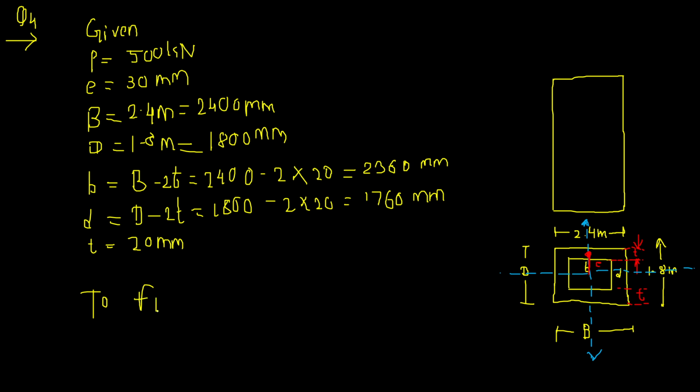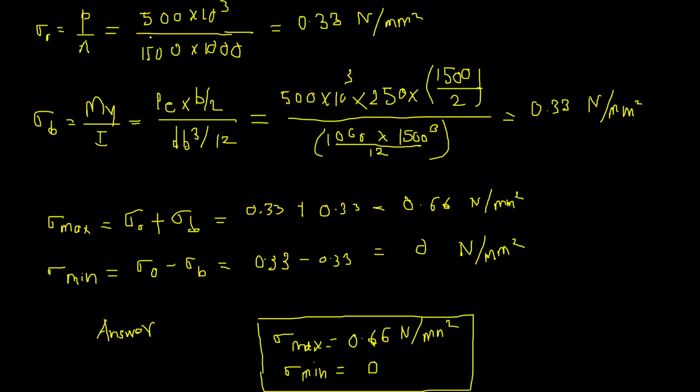To find. Under "to find", keep writing what needs to be calculated, statement by statement: maximum stress sigma max and minimum stress sigma minimum. Okay, then again write down the same thing. We know that maximum stress is equal to direct stress plus bending stress, and below that write sigma max is equal to sigma naught plus sigma b.